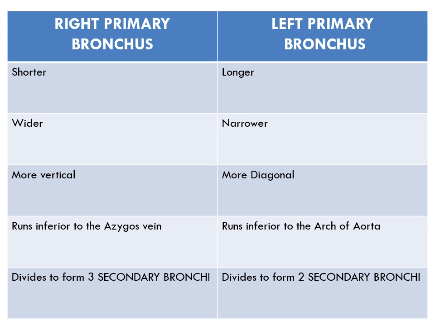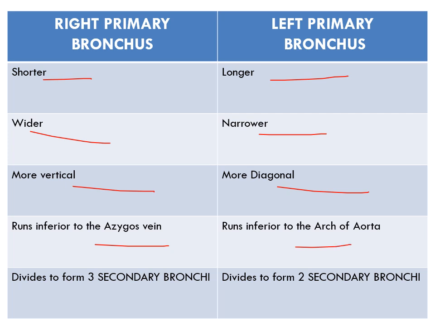So just to recap, the right primary bronchus is shorter, the left is longer. The right primary bronchus is wider, the left is narrower. The right primary bronchus is more vertical in its orientation, the left is more diagonal. The right primary bronchus runs inferior to the azygos vein, the left runs inferior to the arch of the aorta. And then the right primary bronchus divides to form three secondary bronchi, which we'll talk about very soon. And then the left divides to form two secondary bronchi, which we'll also talk about soon.